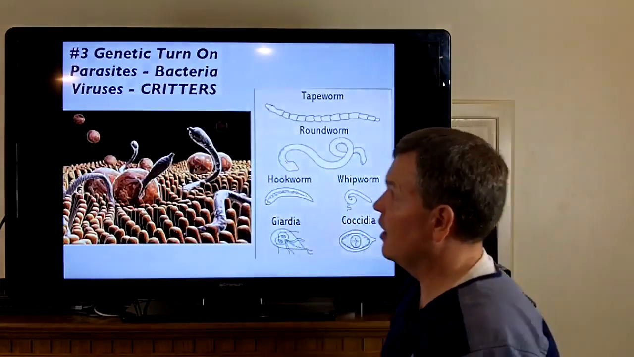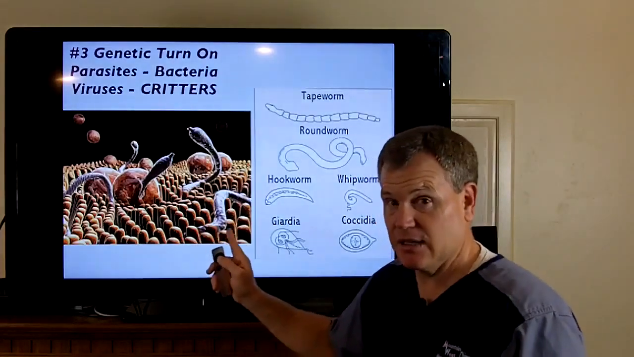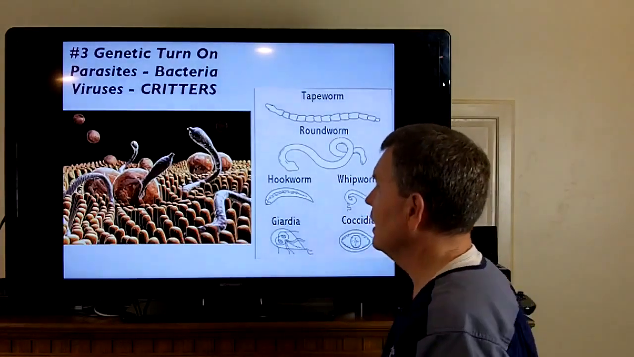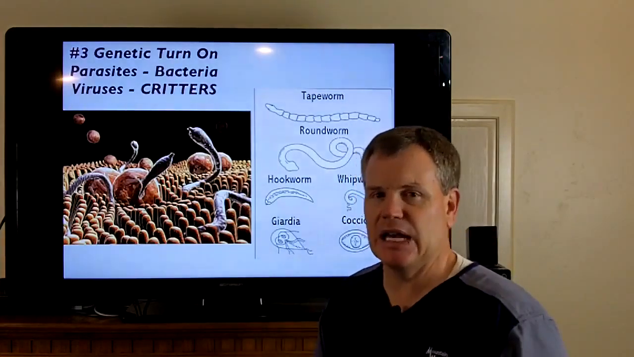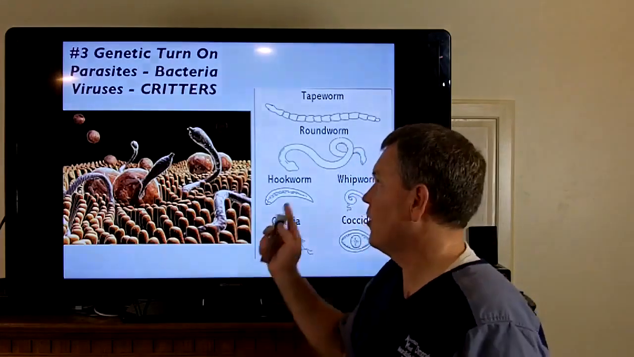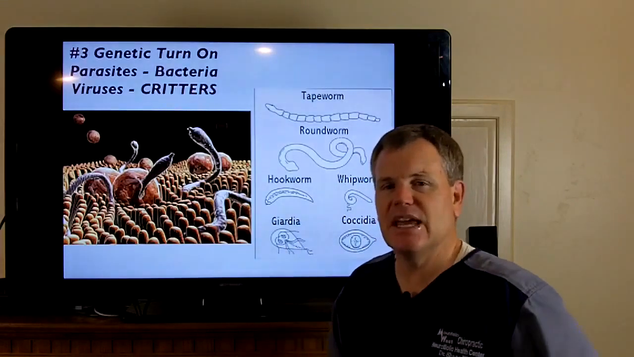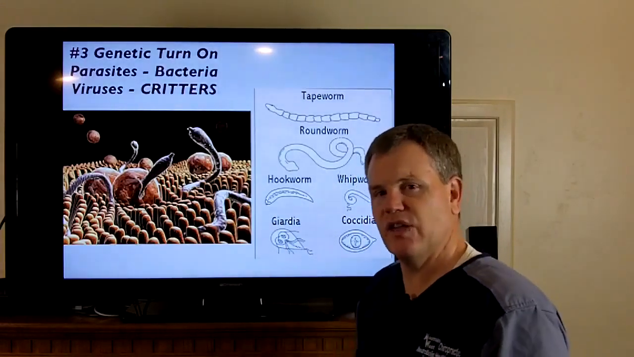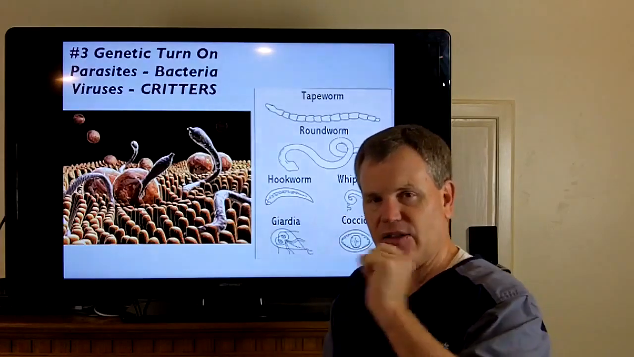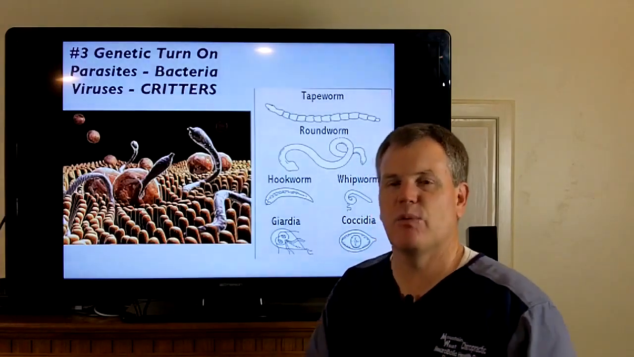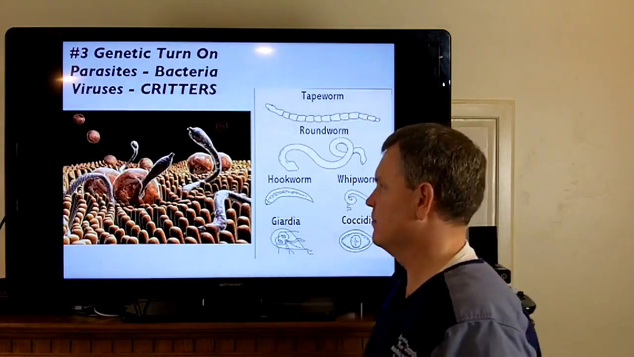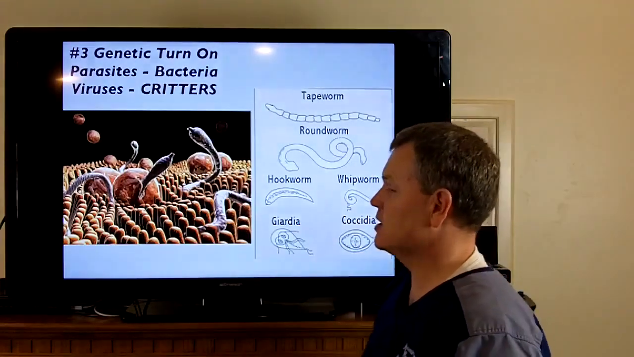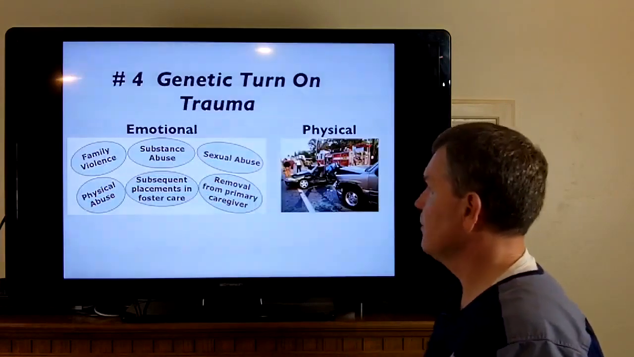Now, number 3, another big one, still in the gut. Once again, the gut's very, very important: parasites, bacteria, viruses that hide in the gut. We just like to call them critters. What happens? They can be the antigen to turn things on. Sometimes it's not the thing, it's just what we refer to as the antigen that turns those genes on. So we have parasites, bacteria, and viruses.